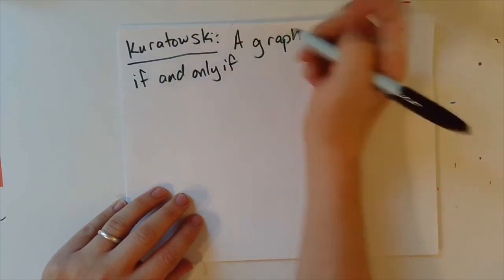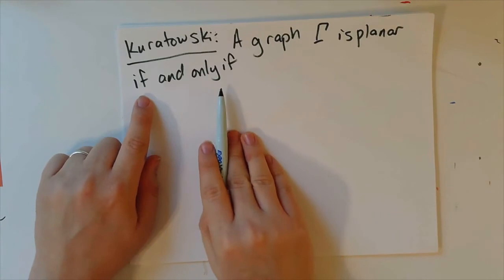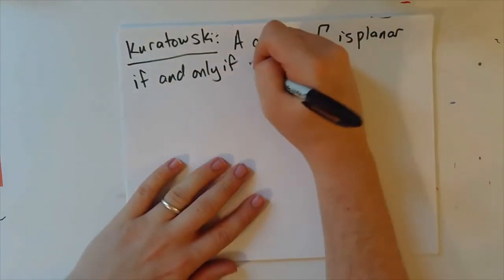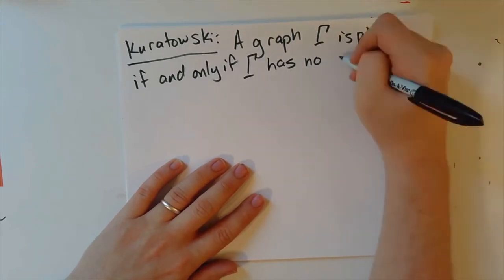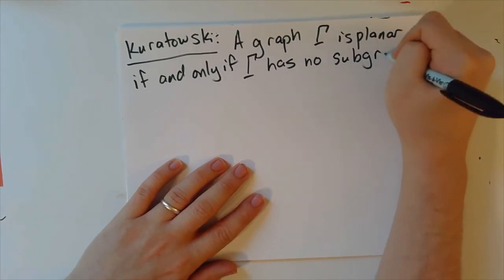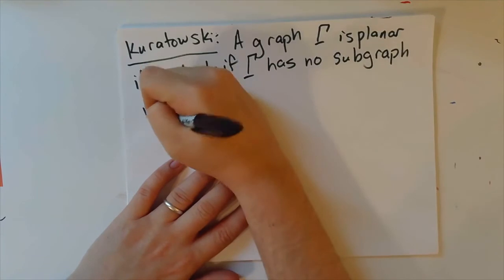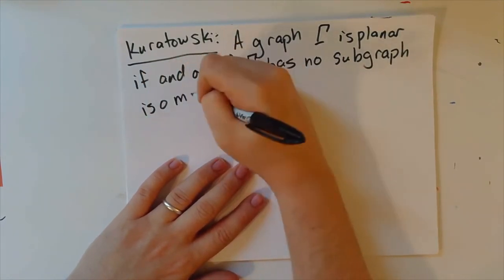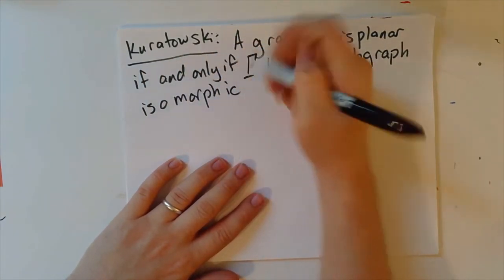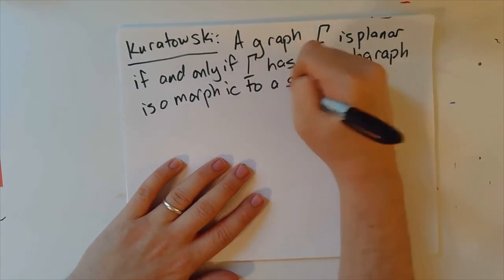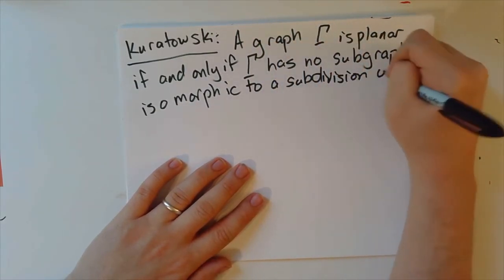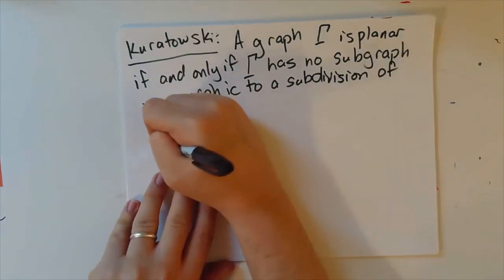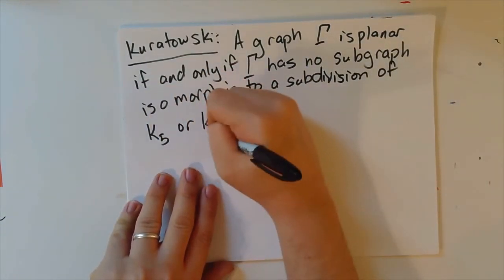Okay, so this really is a bidirectional implication. So if and only if gamma has no subgraph isomorphic to a subdivision of K5 or K33.